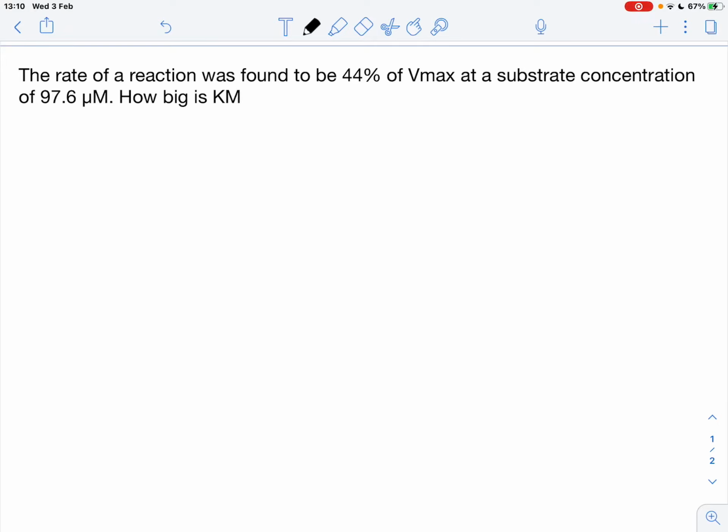Now in this question we are asked to determine Km, and we have been given the rate of the reaction, which is 44% of Vmax, and a substrate concentration of 97.6 micromolar. So how can we do this question? First of all, let's write down the Michaelis-Menten equation. V equals Vmax times the substrate concentration divided by Km plus the substrate concentration. And it is this one here that we want to figure out.